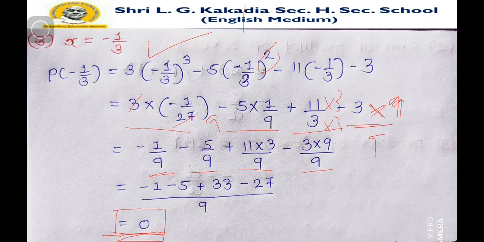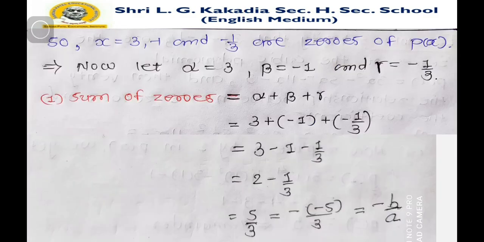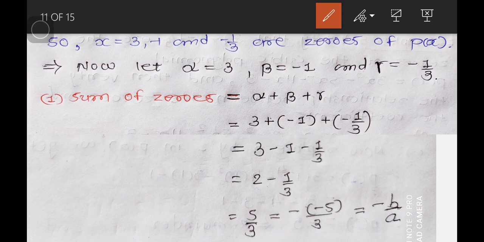Now let us verify the relationship between zeros and coefficients. So x equal to 3, minus 1 and minus 1 over 3 are zeros of p of x, which we have verified. Now let alpha be a zero of p of x, beta a zero of p of x, and gamma a zero of the polynomial. So alpha is equal to 3, beta is equal to minus 1, and gamma is equal to minus 1 over 3.